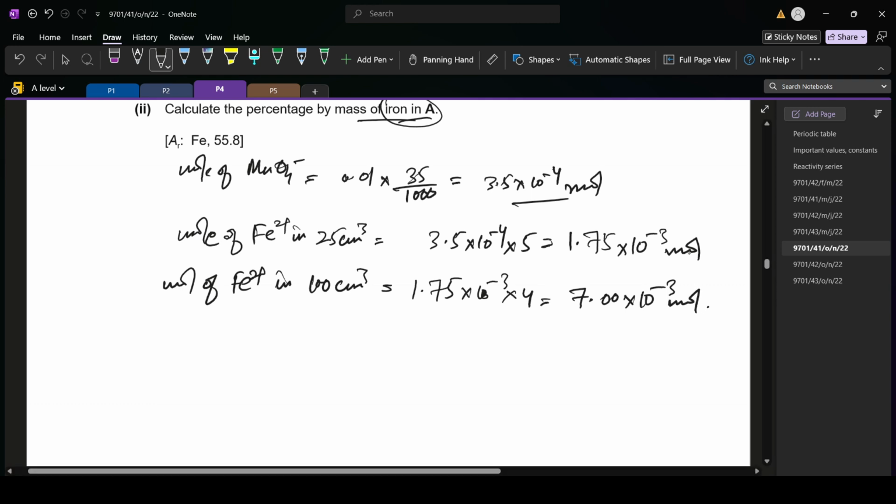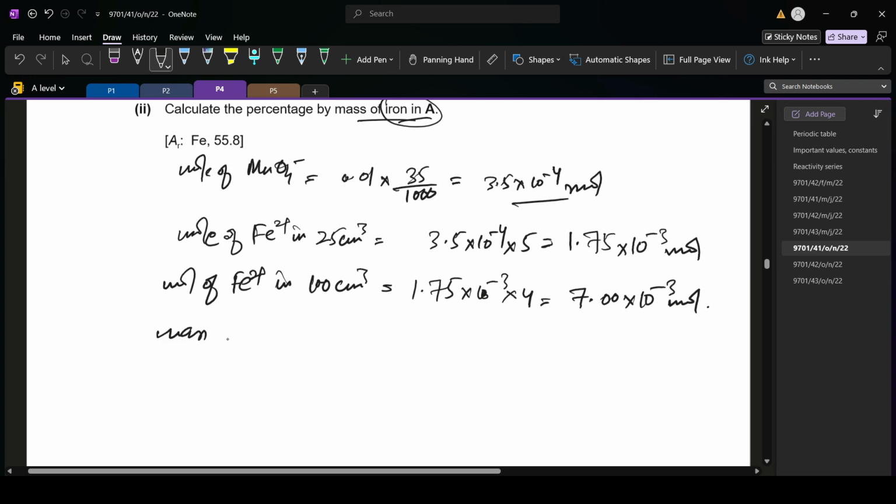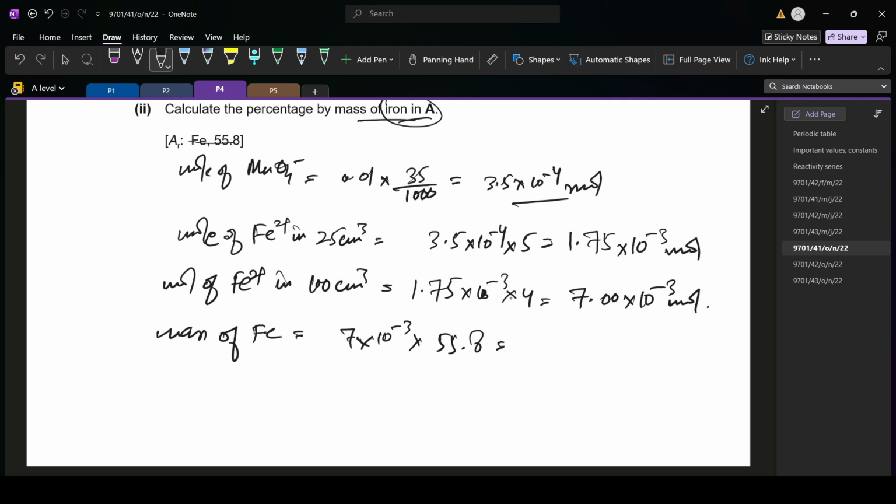Now you will calculate the mass of iron. Mass of iron equals 7 × 10^-3 multiplied by the Mr, 55.8. So you will get the answer of 0.3906 grams.